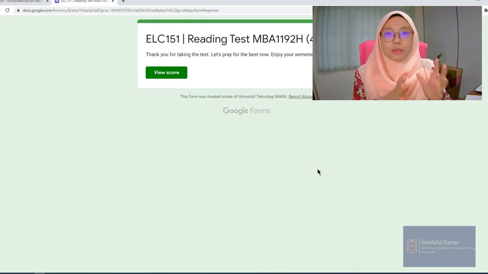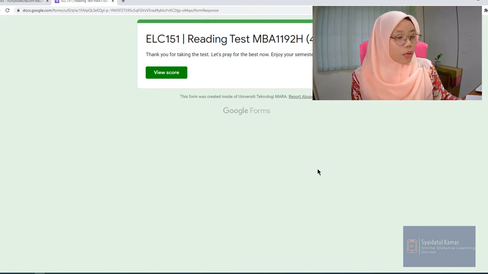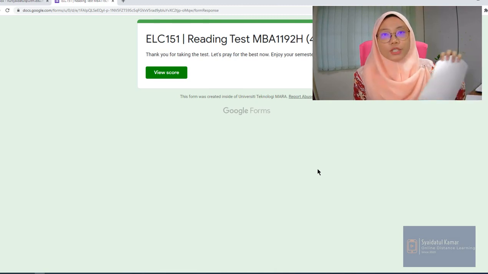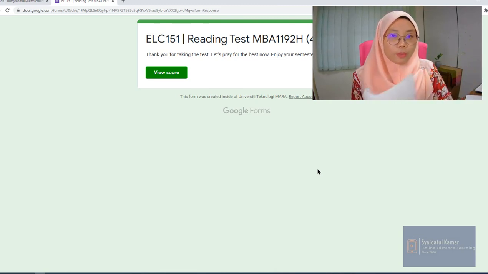In part 1, I explained to you the basic format of how your reading test is going to be and what it looks like. In part 2, I explained to you how the reading test is going to look in Google Form. We are going to use Google Form, and you are advised to write your answer on a piece of paper as well.